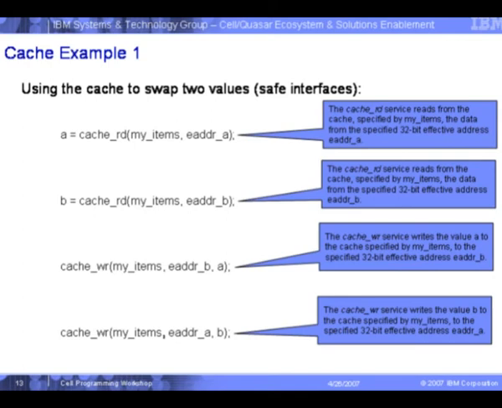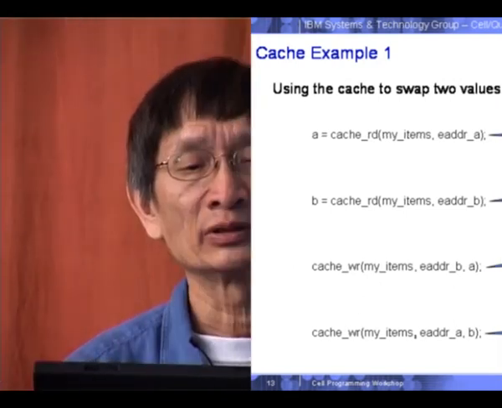Okay, and then read again my items in the B here, and then write A over here, into the address, into the cache my items, also to the effective address A underscore B here, and then write B into A. So what we did, we read value A out, we read B, we put A into B, we put B into A. We swap 2 values.